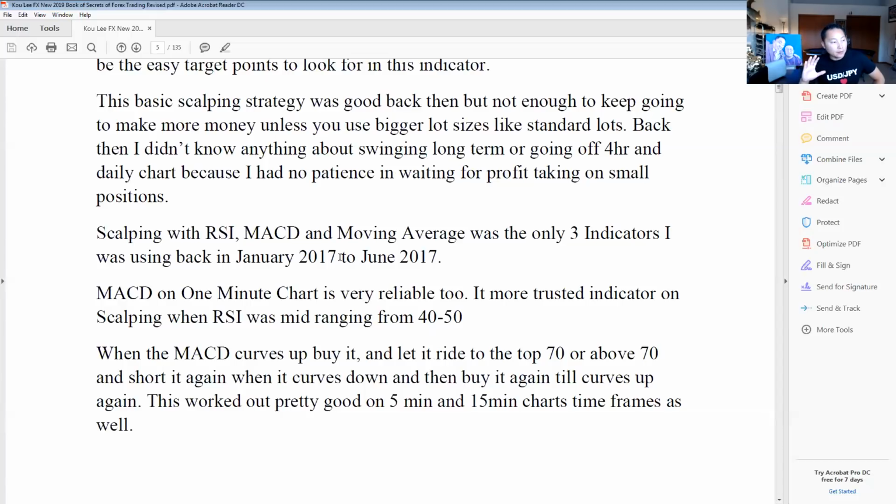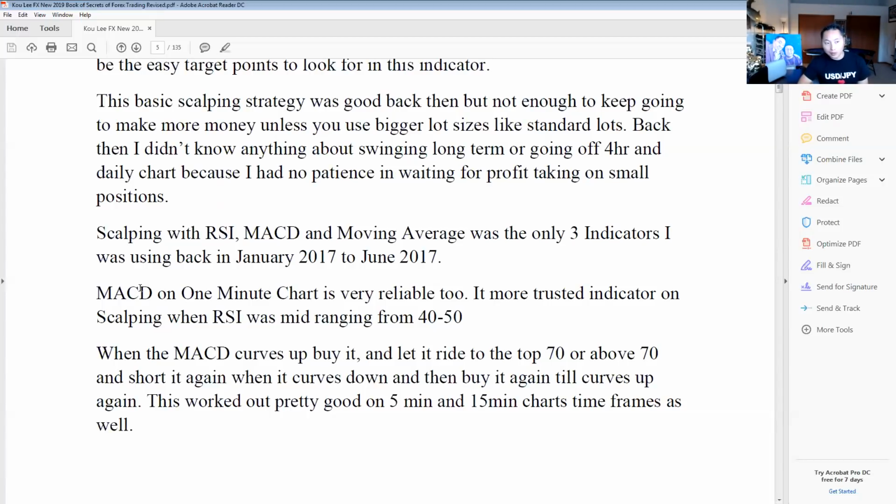The reason why I say the MACD is a little bit more reliable is because the MACD takes forever to make that curve. When it goes above 70, and then when it finally curves, it's almost touching 80, and then it curves down. You can use it for the 5 minute.